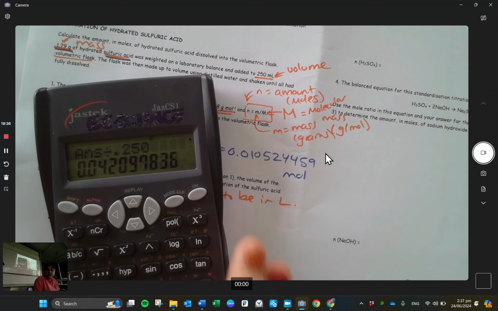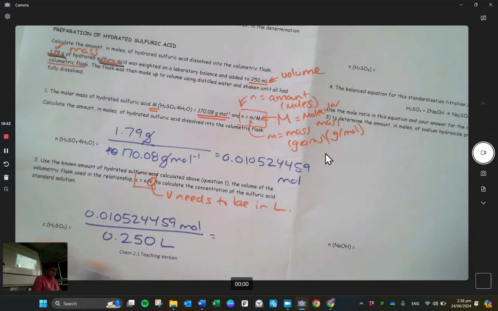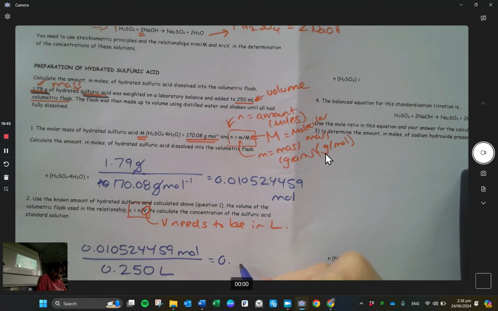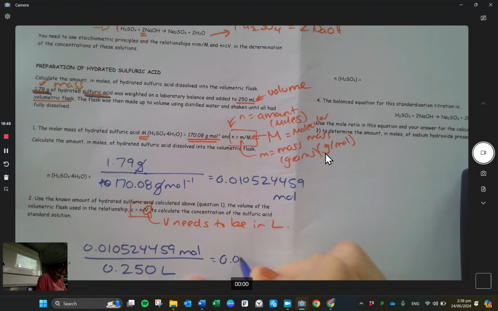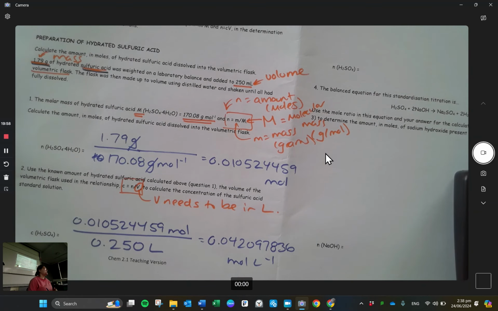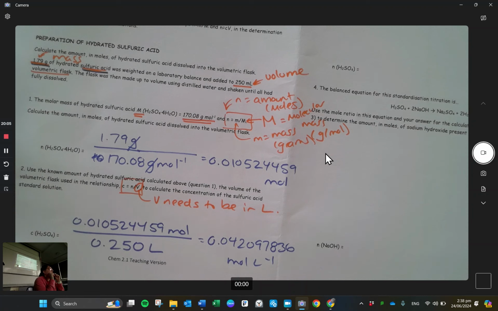So the concentration of the solution is 0.042, lots of numbers, moles per liter. Again, I don't round until the very end. I'm basically looking to see if it says you need to round it. So that's telling me my concentration. Questions, concerns, comments so far? Or is this okay?